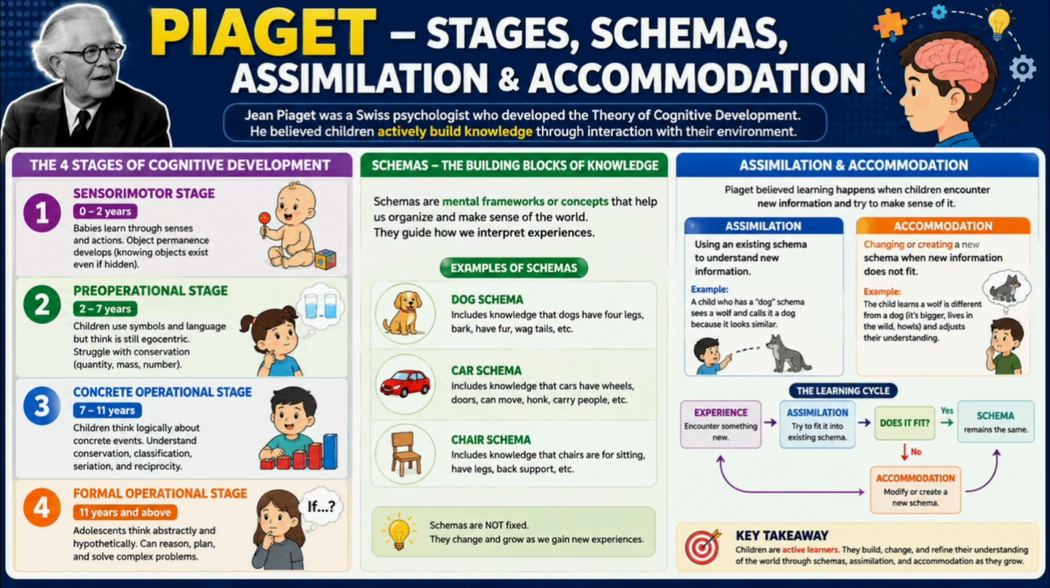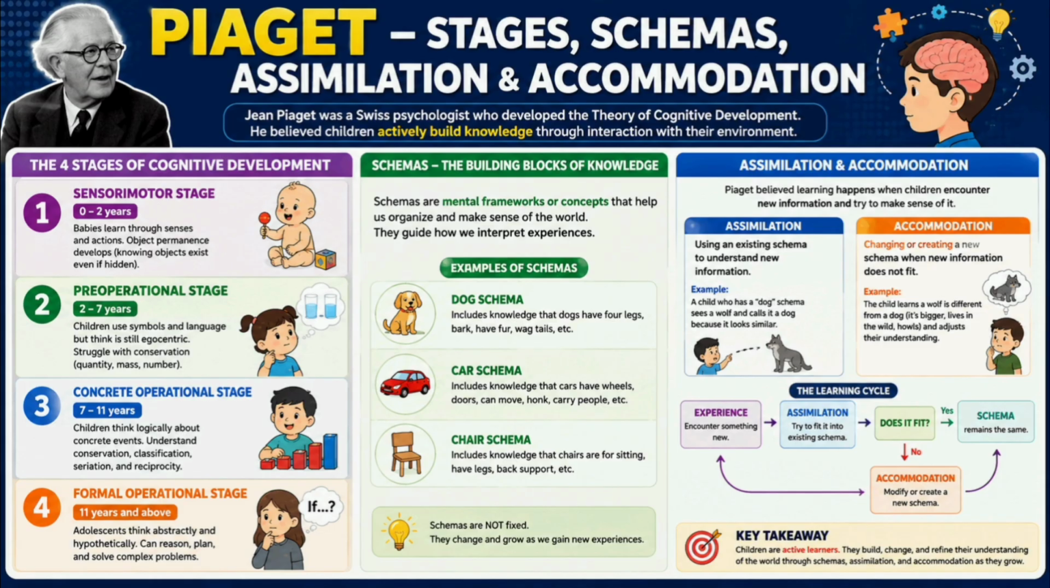Object permanence. One of the most important achievements during the sensorimotor stage is object permanence. Object permanence means understanding that an object continues to exist even when it cannot be seen. For example, suppose you show a baby a toy and then hide the toy under a blanket. A very young baby may behave as if the toy no longer exists. But as the child's understanding develops, the child searches for the hidden toy. This shows the development of object permanence. Object permanence is associated mainly with the sensorimotor stage.